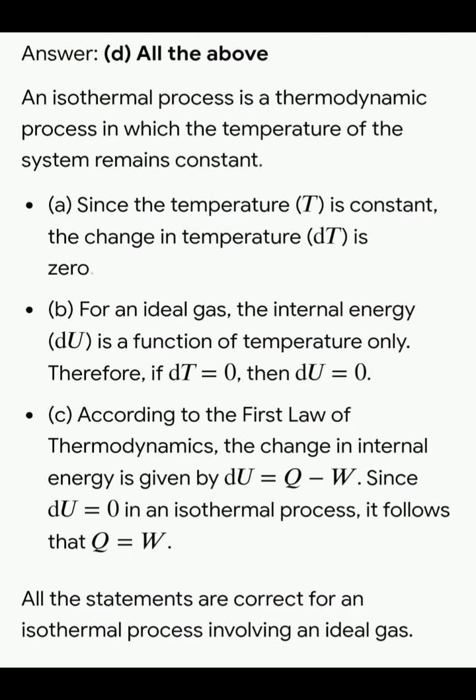So by the first law of thermodynamics, the change in the internal energy is given by dU is equal to dQ minus dW. Here dU is equal to 0. That means dQ is equal to dW, that is Q is equal to W. So all the statements are correct for an isothermal process involving an ideal gas. So the answer is all of the above.